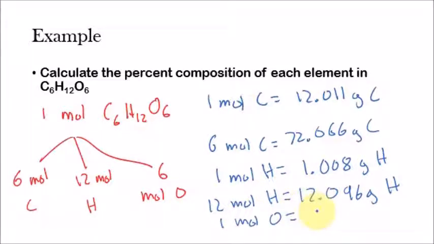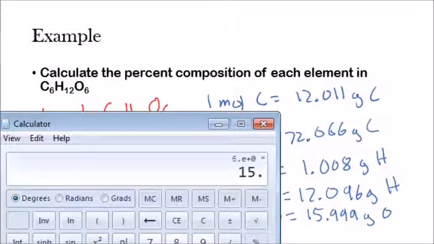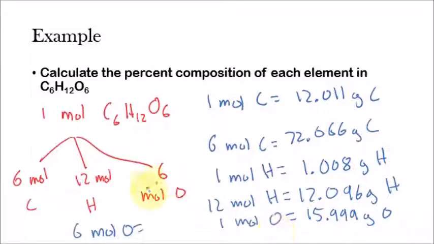And finally, for oxygen, if you look at the periodic table, 1 mole of oxygen is going to have a mass of 15.999 grams. So 6 moles of oxygen is going to have a mass of, let me pull the calculator out, 6 times 15.999, which is 95.994 grams.